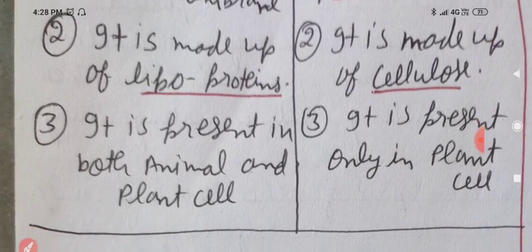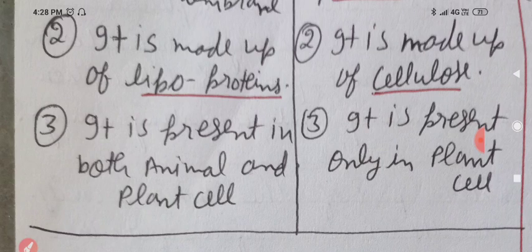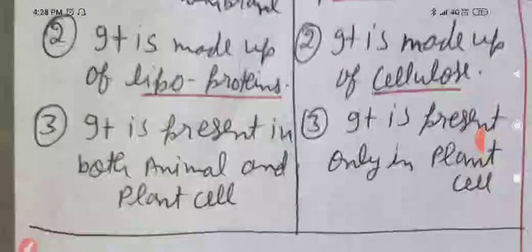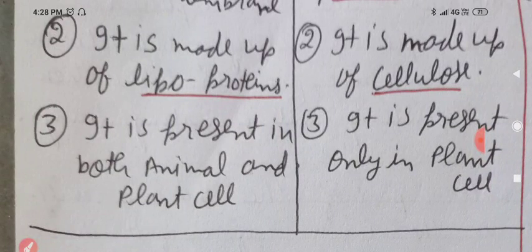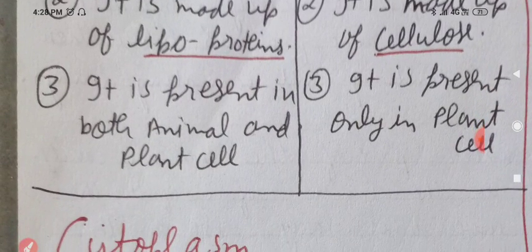Next, third point, just see to it. The cell membrane is present in both animal and plant cells, and the cell wall is present only in plant cells. This is the third point, my dear students.